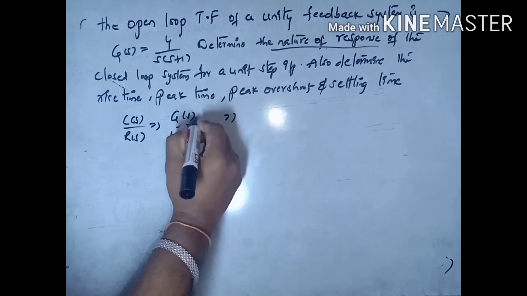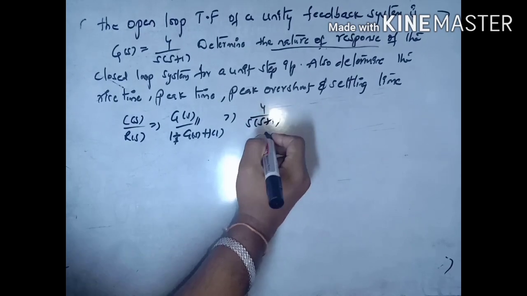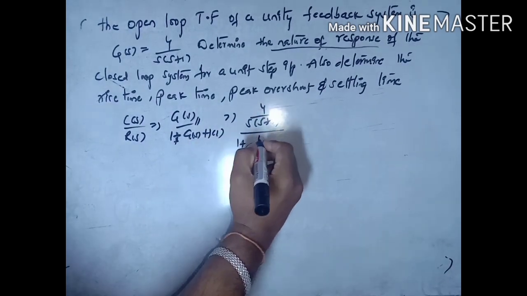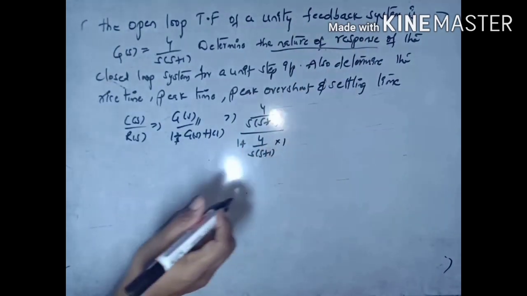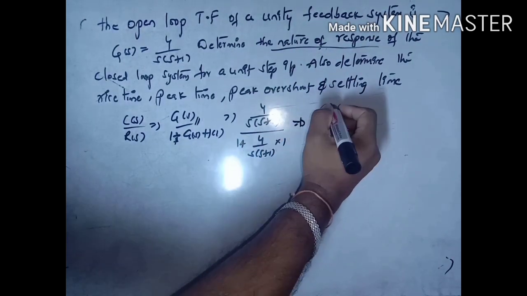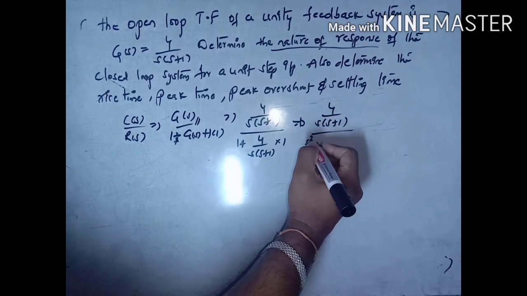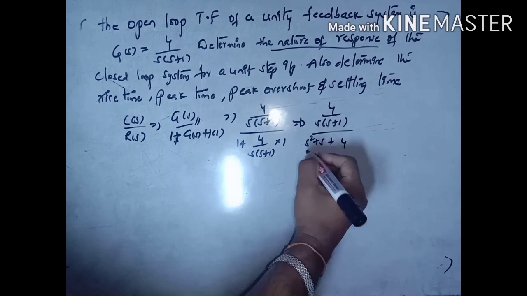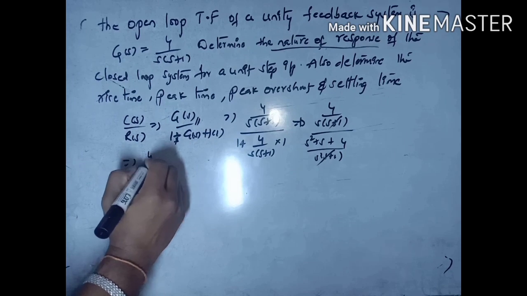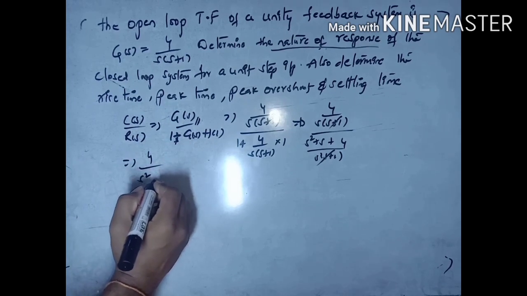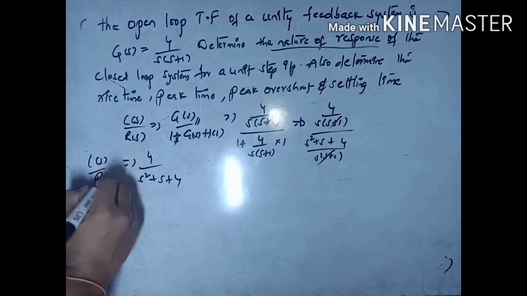So G(s) is given, that is 4 / (s(s+1)), divided by 1 + 4 / (s(s+1)) into unity feedback. Simplifying this we get 4 / (s(s+1)) divided by (s² + s + 4) / (s(s+1)). These two get cancelled and we get 4 / (s² + s + 4). This is C(s)/R(s).